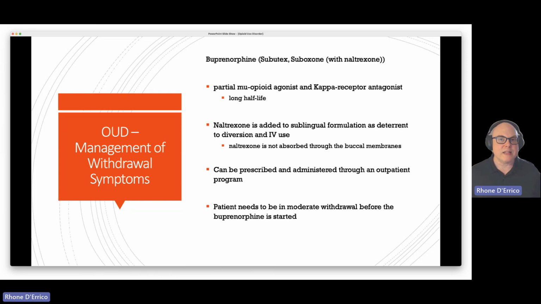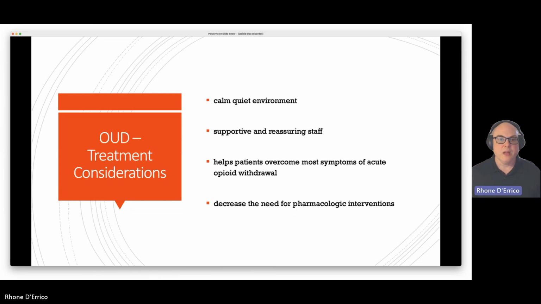I think they're working out, because that's a new change, so they're working out the exact requirements at this time. Just bear in mind the patient needs to be in moderate withdrawal before the buprenorphine is started, as I discussed before. So let's just wrap up with some treatment considerations for opioid use disorder. What do we want altogether?